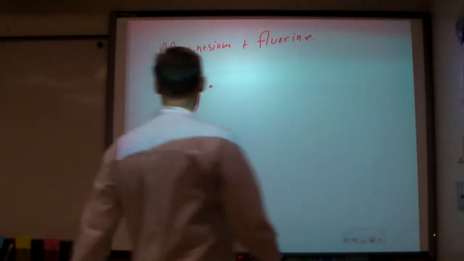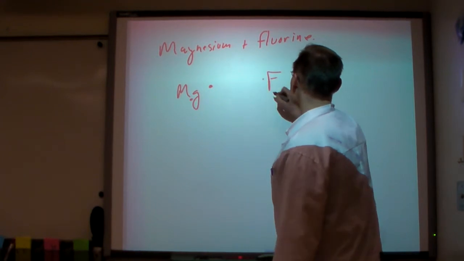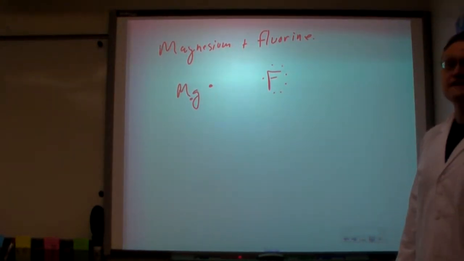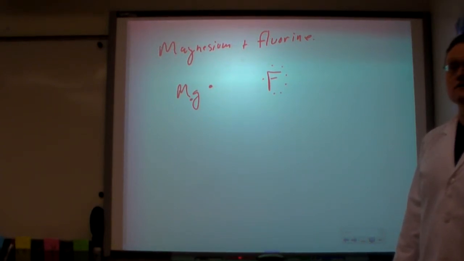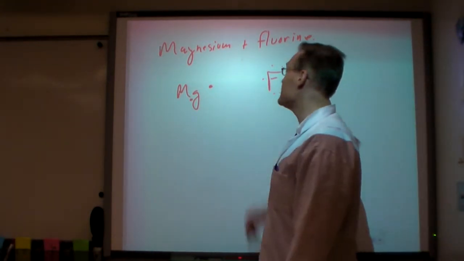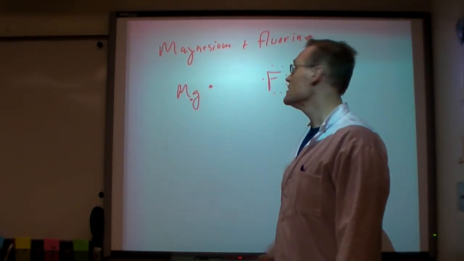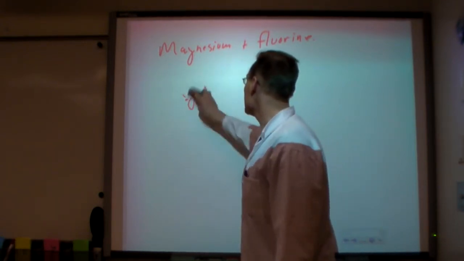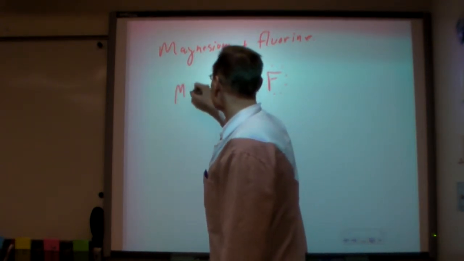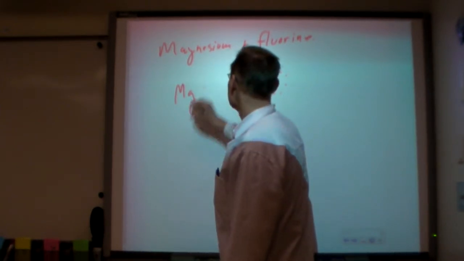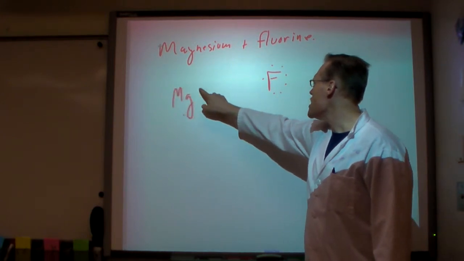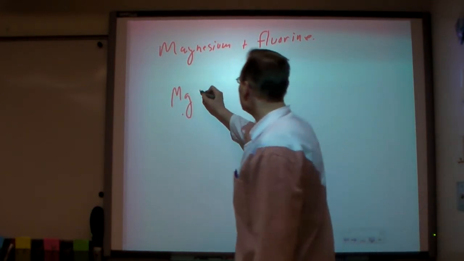Great. Magnesium as an element would look like this. Fluorine would look like this. What does magnesium have to do in order to become stable? Lose two. How many will the fluorine over here be able to take? One. So, two. So what's magnesium going to do?